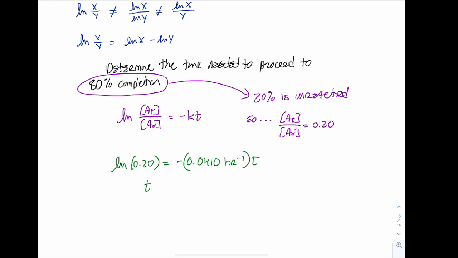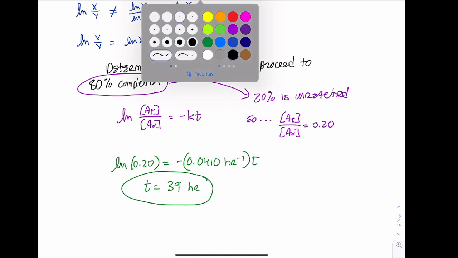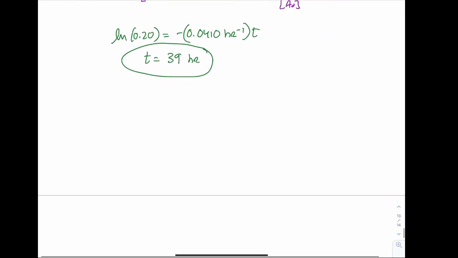And I end up with my time being 39 hours. So it's going to take 39 hours for this reaction to be 80% complete, 20% unreacted. I'm going to add one more part to this problem, and that's going to be using half-life.